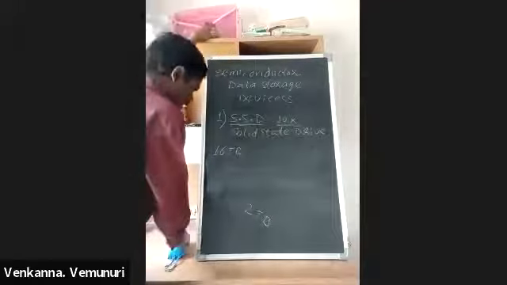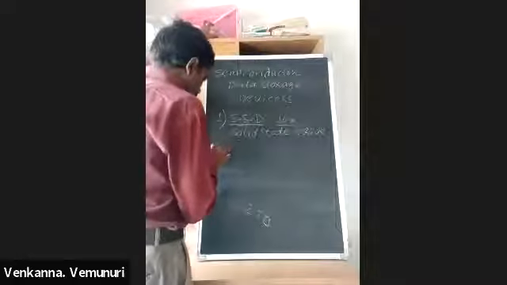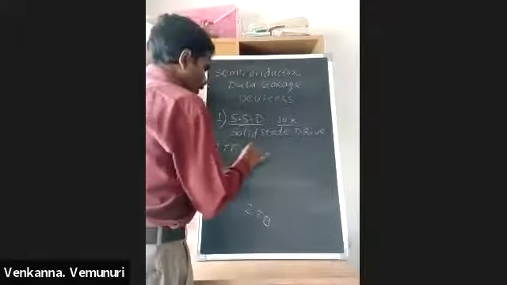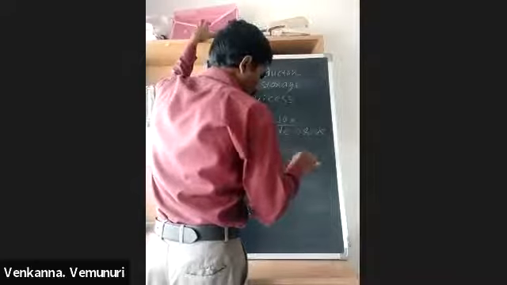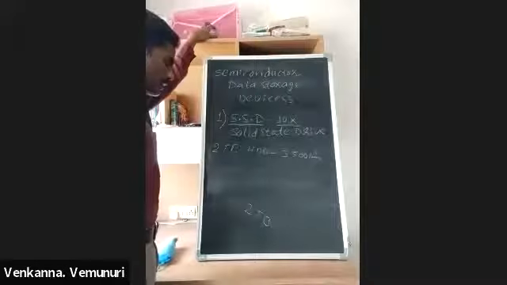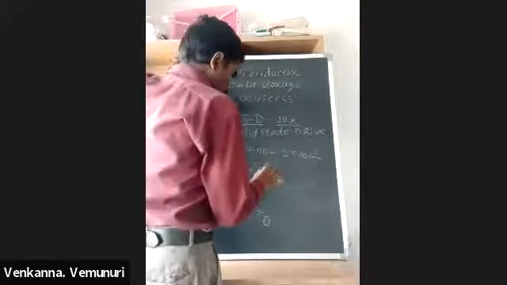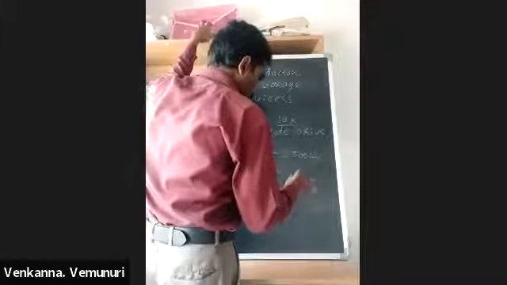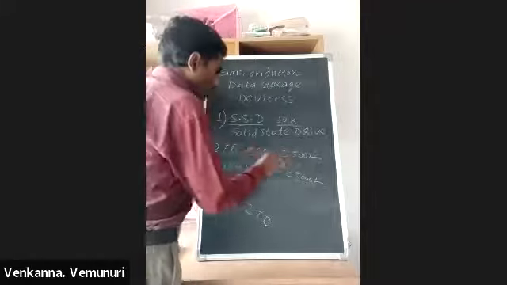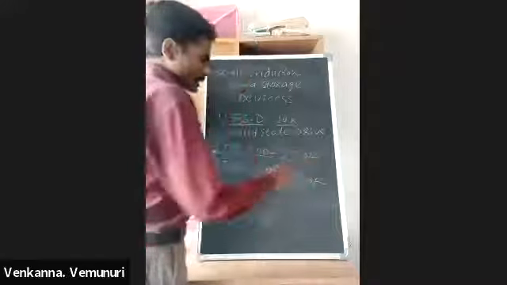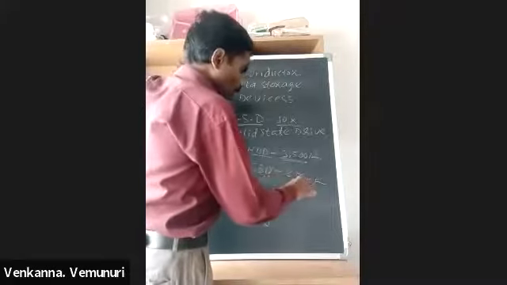Why? The reason is here. Previously we discussed that a 2 TB normal hard disk price is 3,500 rupees. If you want to purchase a 2 TB SSD drive, the price is 23,000 rupees. This is the difference. You see here, a 2 TB normal hard disk is 3,500 rupees, but a 2 TB SSD drive is 23,000 rupees.